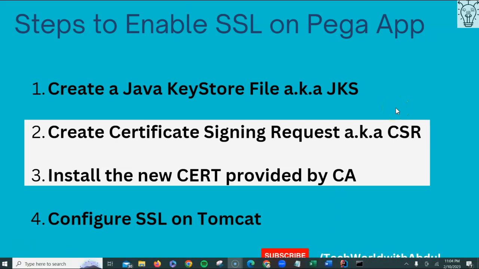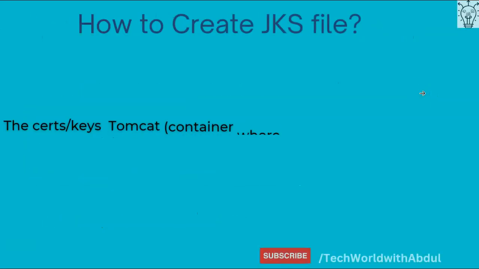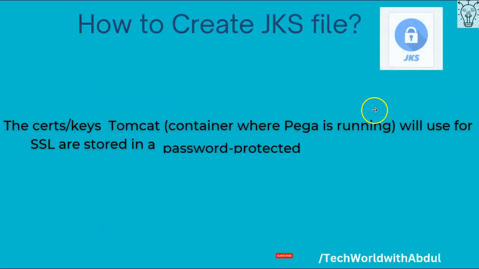Okay, then let's try to understand what every step does here. The first step is create a Java Keystore file, also known as JKS. The extension for this file will be .jks. Because it is a Java associated Keystore file, we'd be calling this a JKS file. Well, how do we create this?